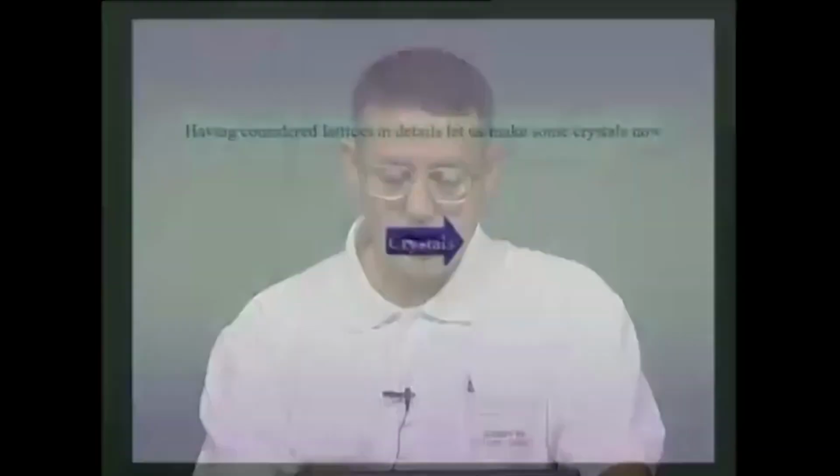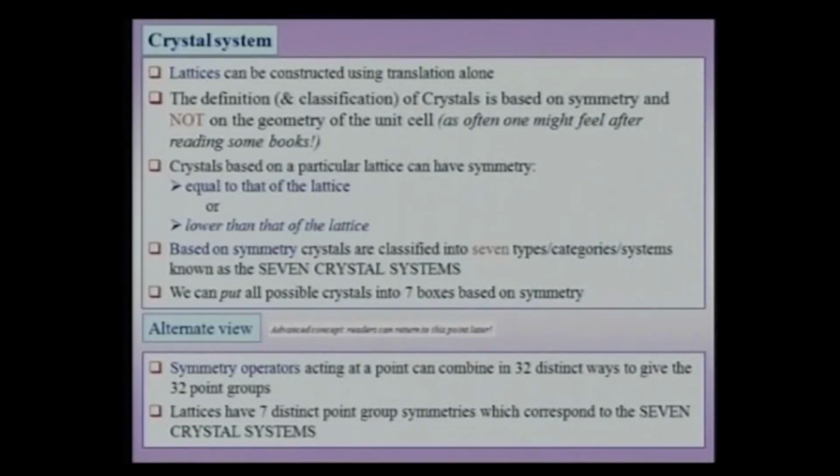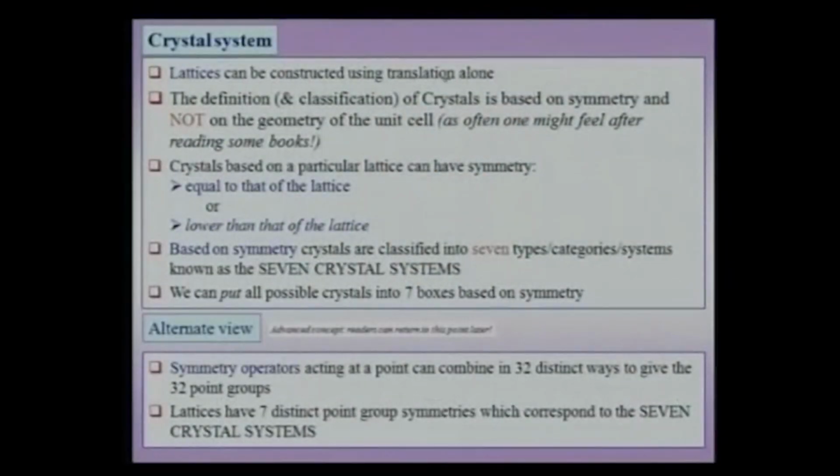After making crystals in 1, 2 and 3 dimensions, let us now return to our main flow, which is considering the various crystal systems. This may be a good point to revise some of the aspects, perhaps not in detail, but a little revision. So, we have seen that lattices can be constructed using translation alone. The definition of crystals is based on symmetry and not the geometry of the unit cell, and we have seen that often these two coincide, or they can coincide at least in the case of some real crystals.